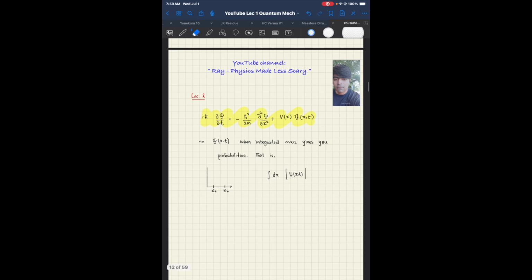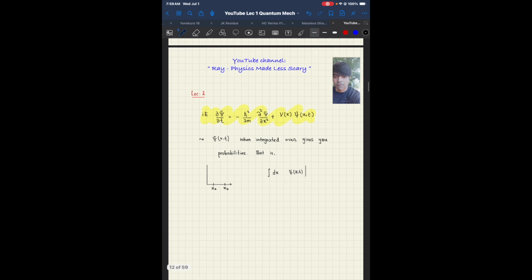And you need a mod because these are typically complex functions, right? Of course, this is naturally less than or equal to 1 because it's a probability. So there will be a suitable normalization for the wave functions.